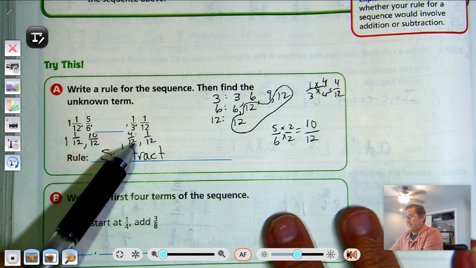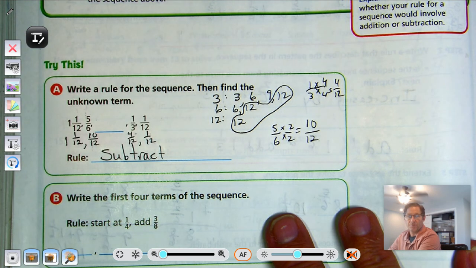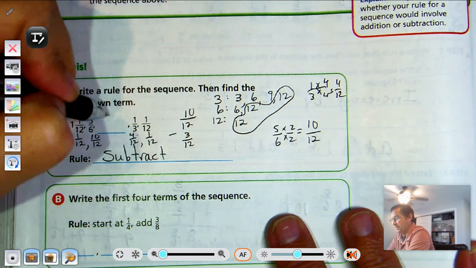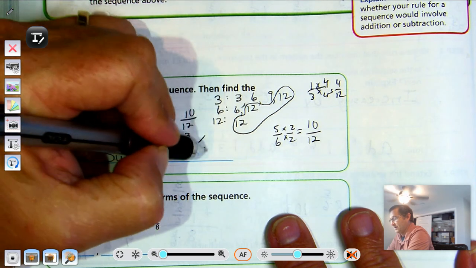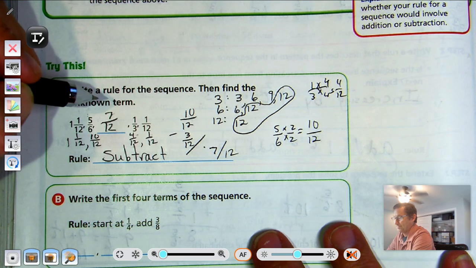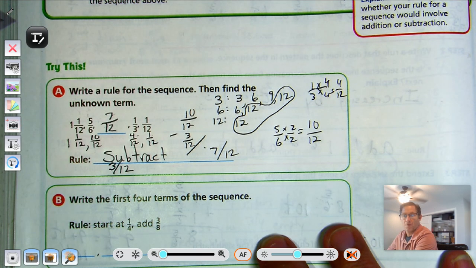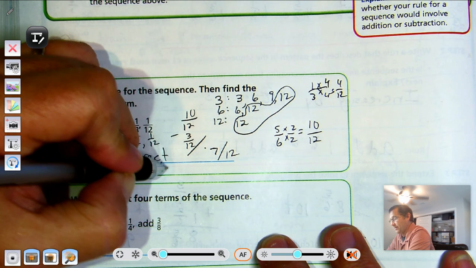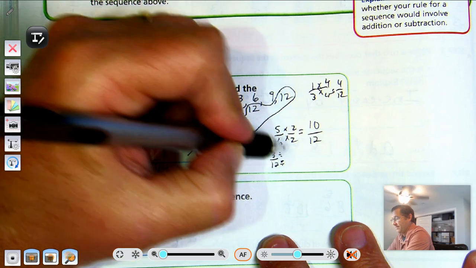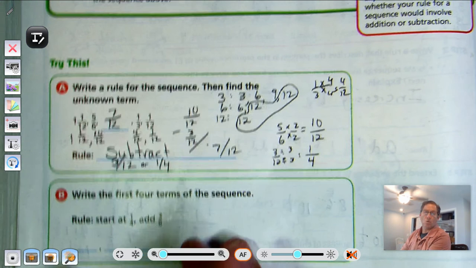So this is the easier one to notice. 4/12 to 1/12. That's subtracting 3/12. So 10/12 minus 3/12. That's going to give us 7/12. So the rule is subtract 3/12 or 1/4. Because a common factor to both 3 and 12 is 3. 3 divided by 3 is 1. 12 divided by 3 is 4. So 1/4.